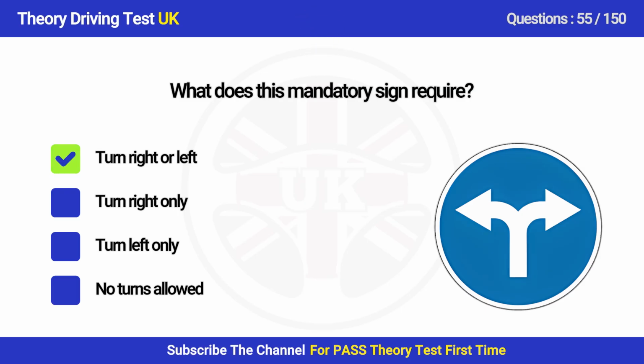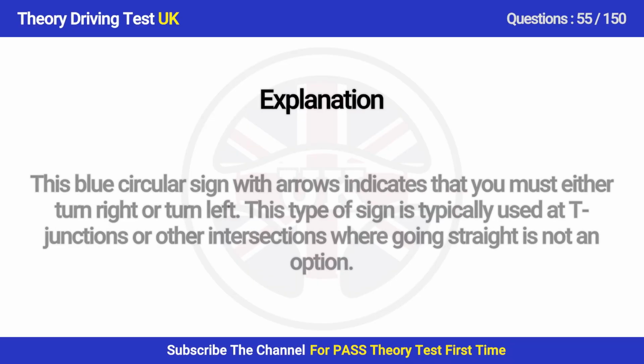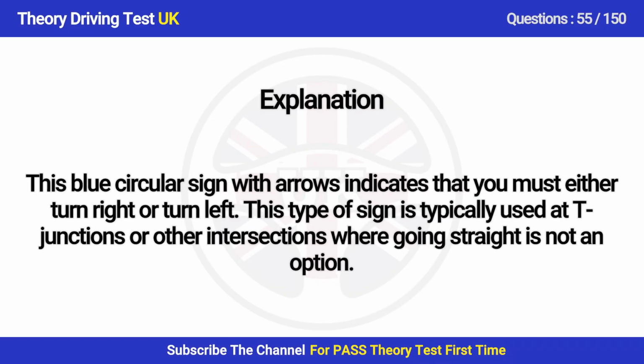Answer is A. Turn right or left. This blue circular sign with arrows indicates that you must either turn right or turn left. This type of sign is typically used at T-junctions or other intersections where going straight is not an option.